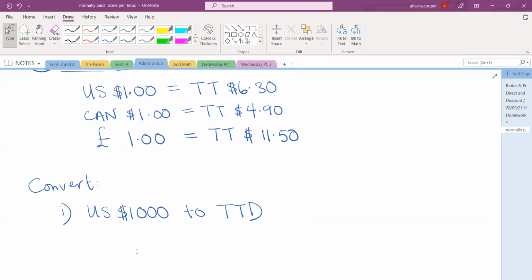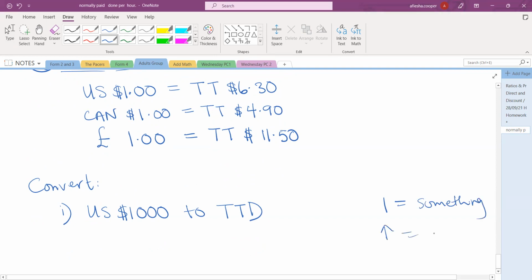So this comes like a bit of direct variation. Remember, direct variation is if 1 is equal to something, that means when you increase, your something increases as well, right? So if 1 US is equal to $6.30 CT. This in my mind, I don't know why I keep getting confused sometimes by the direct and the indirect. In my mind, I divide it. Yeah. You divide it. Why would you divide it?